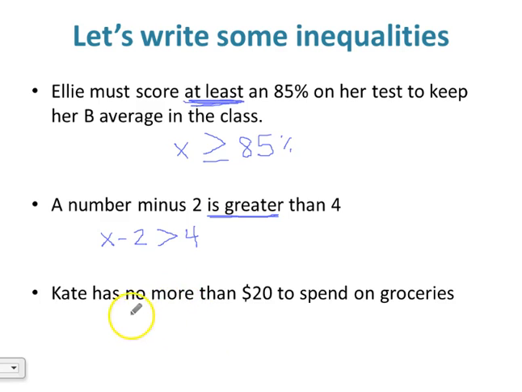So no more than, that's going to be less than or equal to. The amount of money that she has, I'm going to represent with X. She has no more than $20 to spend on groceries, so she can spend $20 or less. So we're going to use the less than or equal sign. Going to go on to the next slide.